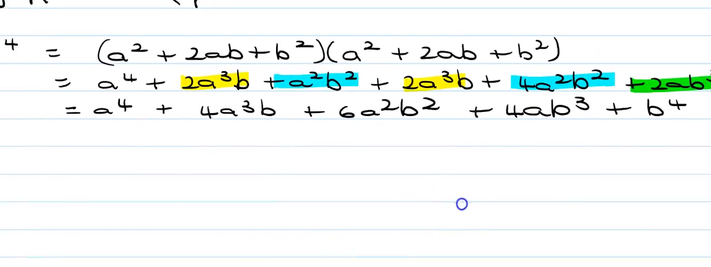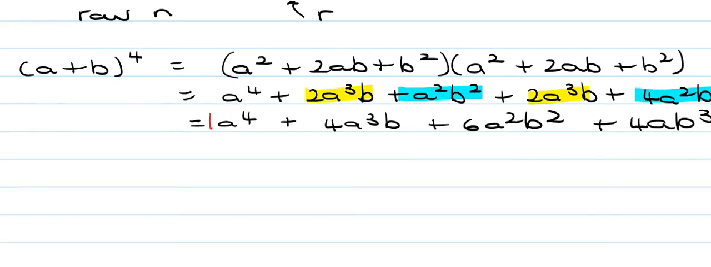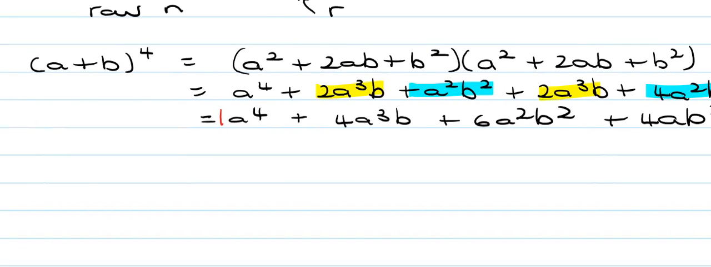Let's look at the coefficients to see if we predicted correctly. So we've got 1, 4, 6, 4, and a 1. So as we predicted, it is the coefficients of the fourth row in Pascal's triangle.